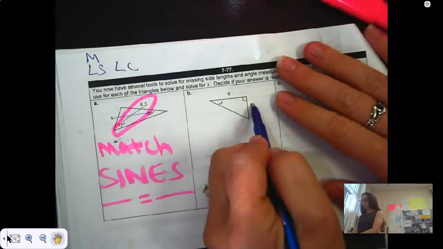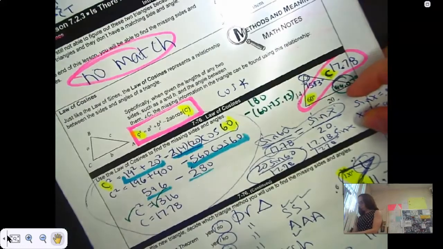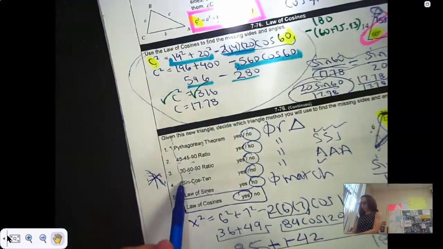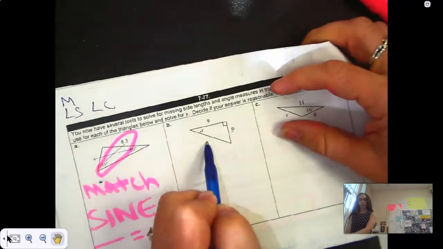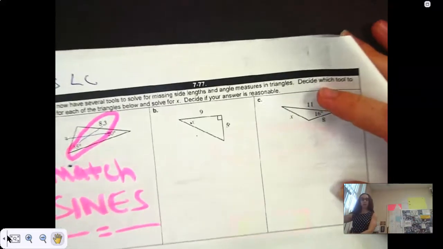This one, oh, it is a right triangle. So now I've got to go through and figure out which one of these I'm going to use. And some of you go, Pythagorean theorem. Yeah, you can use the Pythagorean theorem only if all you need are sides. But if you look here, they don't want the third side. They want the angle. So you cannot use the Pythagorean theorem.